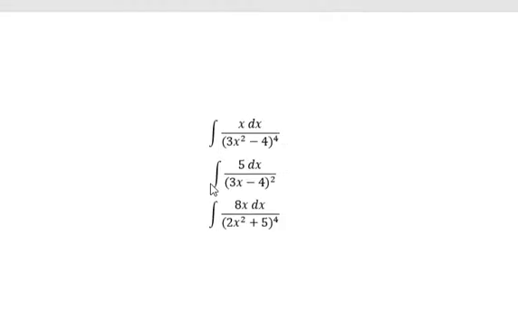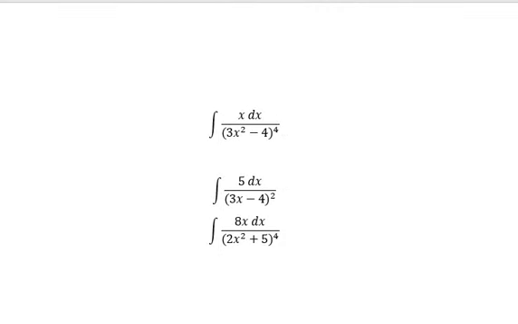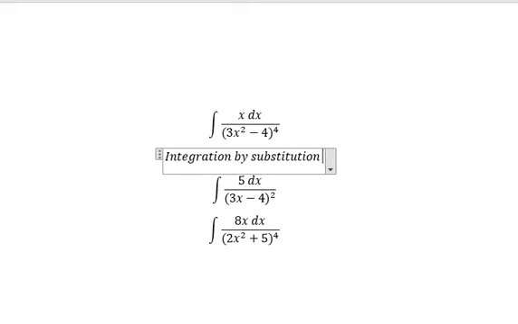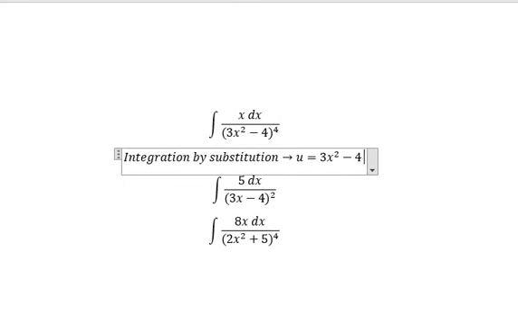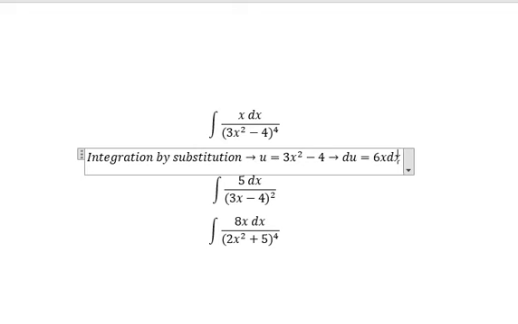Now let's go to the next one. We need to use integration by substitution. So I will put u equals to this one. We do first the derivative for both sides. Because we don't have number 6 in here, we divide both sides by number 6.